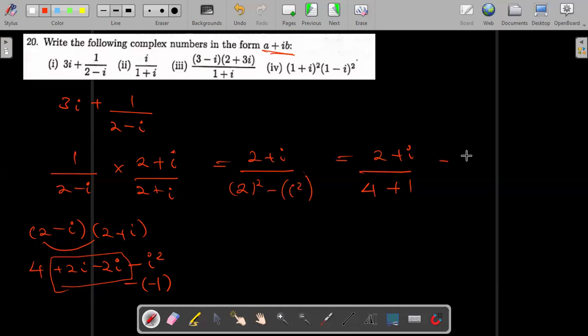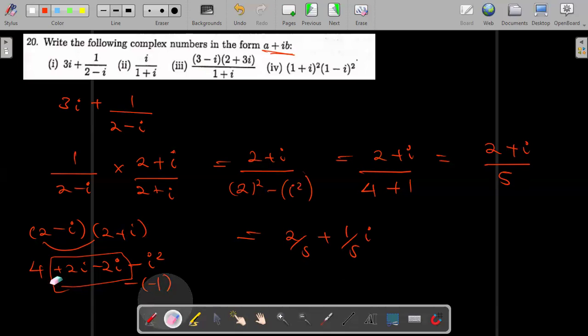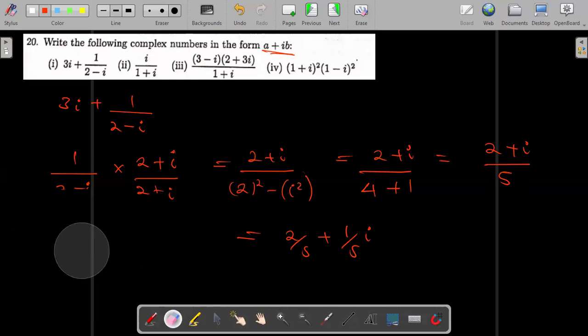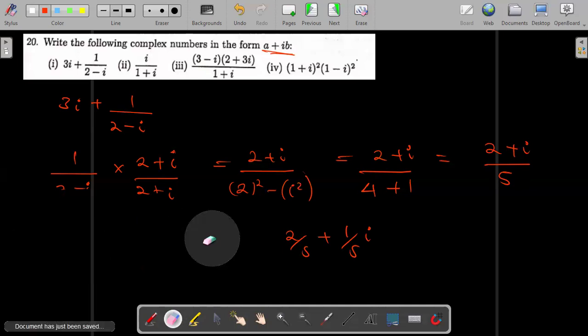And you see that this is just going to be equal to 2 plus i divided by 5. Then this here, you divide 2 by 5, then you have 1 over 5, then i like that. This is what you get here. Now, observe that you had the first part. So we join them now. We join it plus the first part.